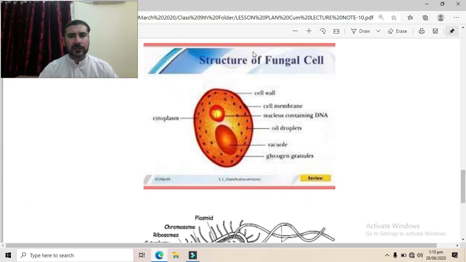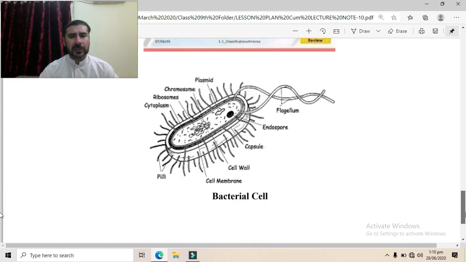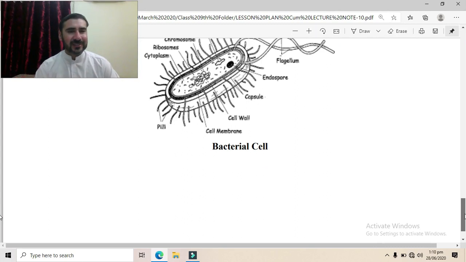Now this is the fungal cell. In the fungal cell, this is the outermost covering, this is the cell wall. Now in bacteria, this is the cell wall, the outermost boundary. So this is all about today's lecture.